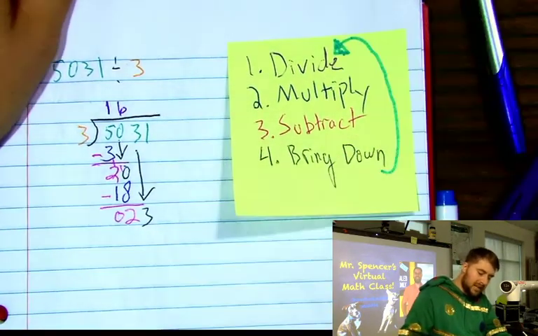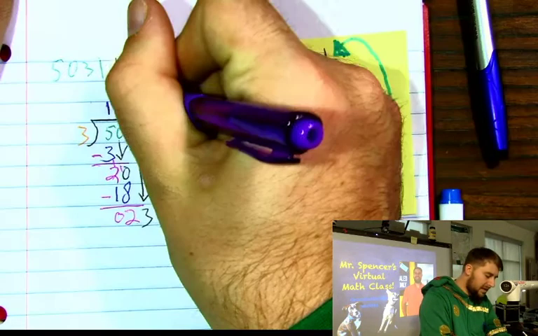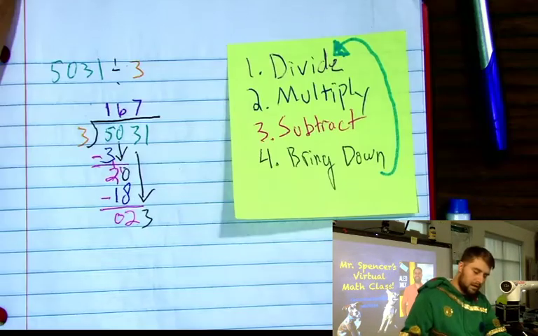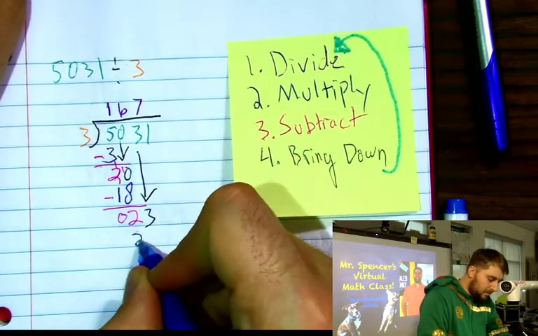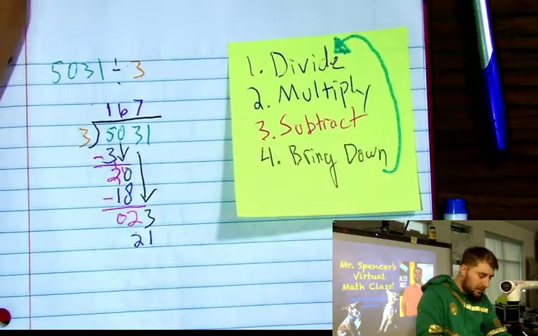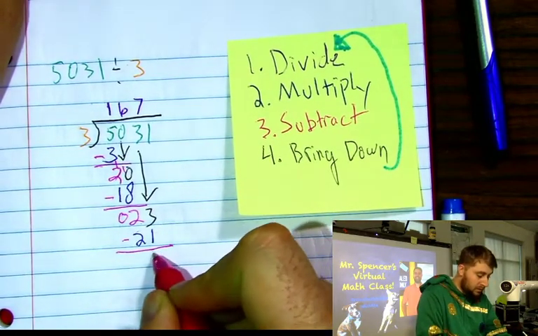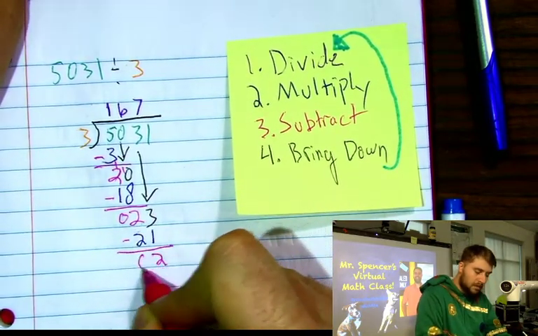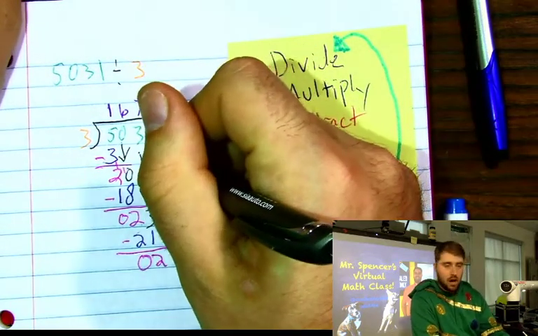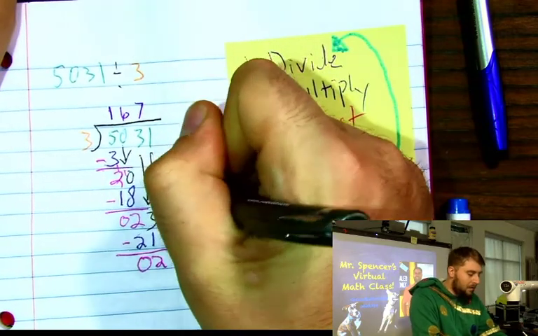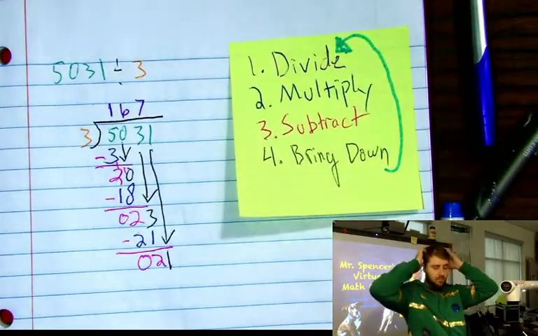Then we go back to the beginning with our division. 23 divided by 3 is going to be 7. 7 times 3, multiplying, is 21. Then we go ahead and subtract. 3 minus 1 is 2. 2 minus 2 is 0. And then, my favorite step right here, bring it down. We bring down our 1. We got to rinse and repeat this one more time.